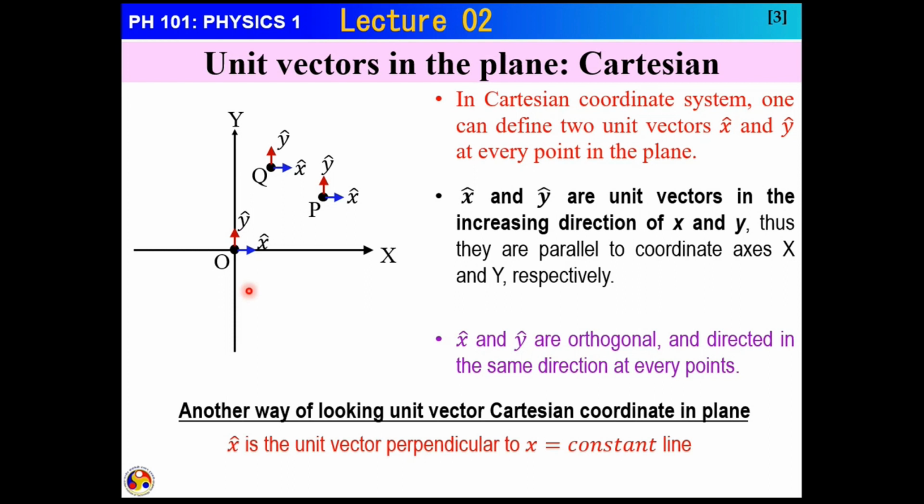Another way of looking at the unit vector in Cartesian coordinates in a plane: X cap is the unit vector perpendicular to the line X is equal to constant. So what is the meaning of this? The unit vector X cap is perpendicular to a line which is X equal to constant. Similarly, Y cap is the unit vector perpendicular to a line Y equal to constant.